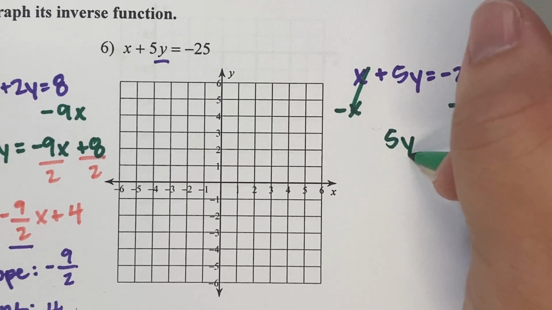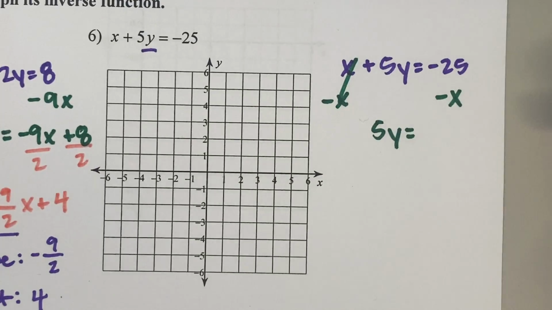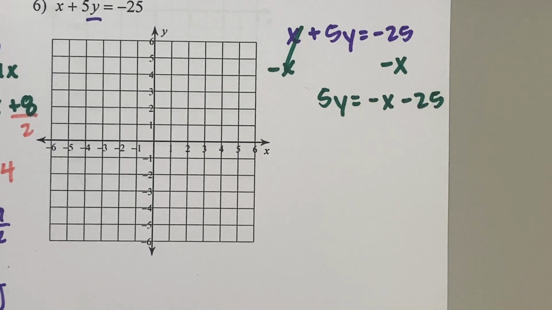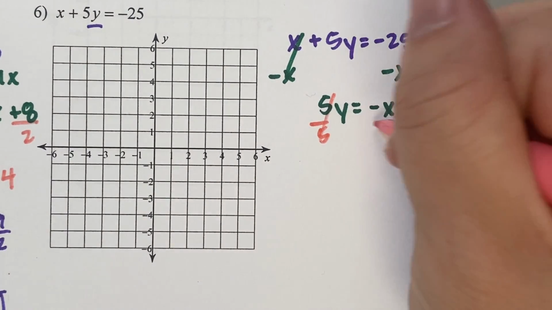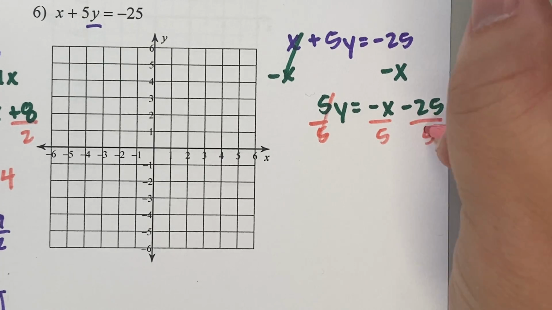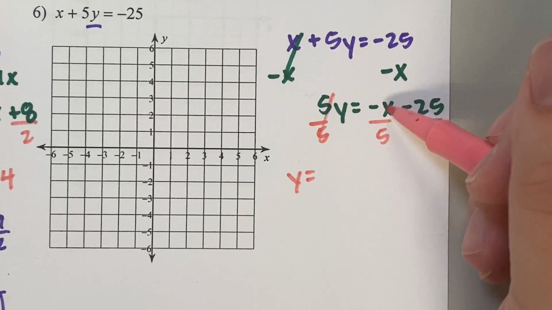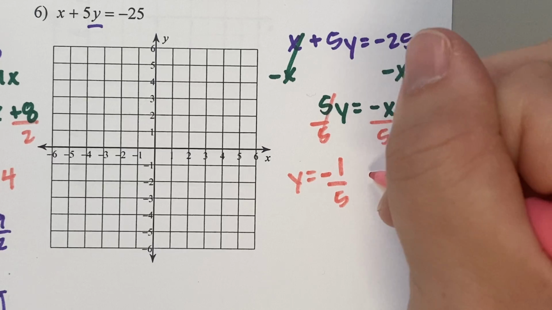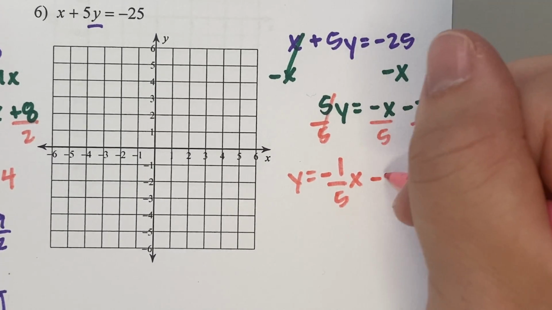So now I have 5y equals, remember, I like putting the x first. That's just usually how it's written in slope-intercept form. Negative x minus 25. That was already over there. Okay, and the last thing to get y by itself, opposite of times by 5, is divide by 5, everything on that side. So now I have y equals, I'm going to rewrite this negative x over 5, just so it's a little easier to see with our slope, negative 1 over 5x. Negative 25 divided by positive 5 is negative 5.